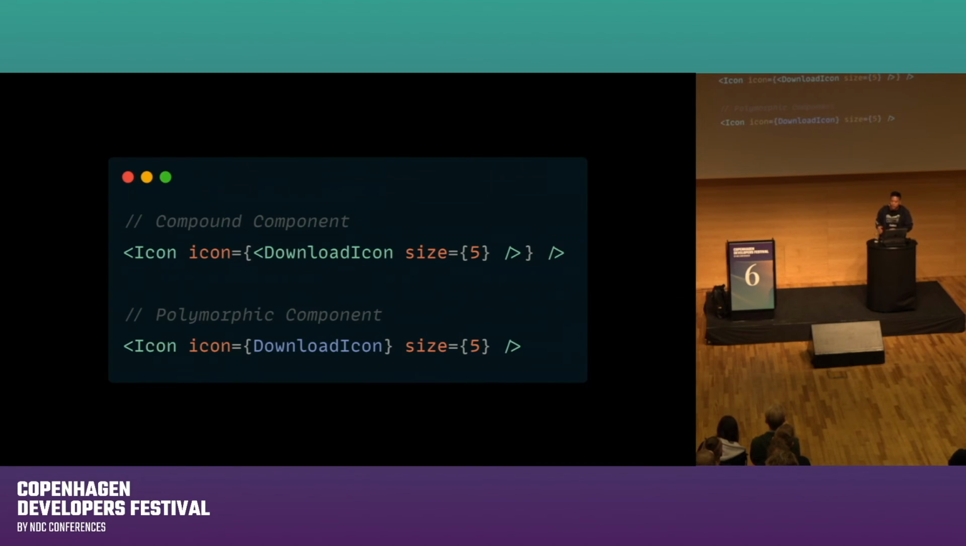Now, to further enforce consistency of the design system in React, there are multiple strategies to render subcomponents that should be themed in the same way. You can think of it first as a compound component or as a polymorphic component.